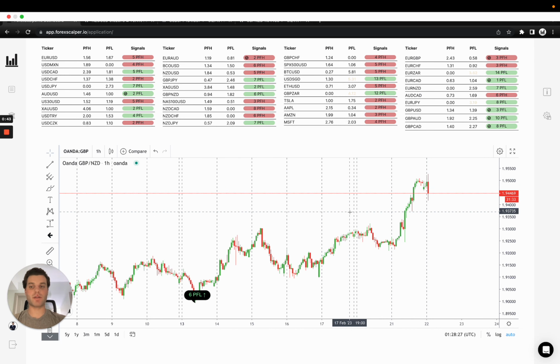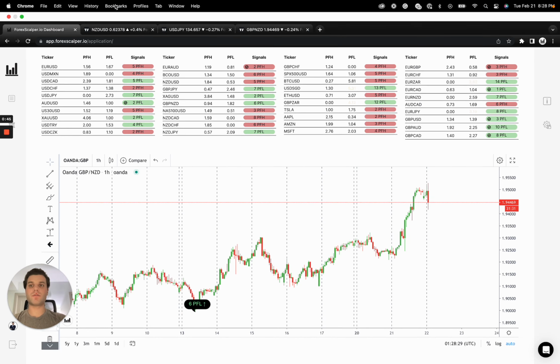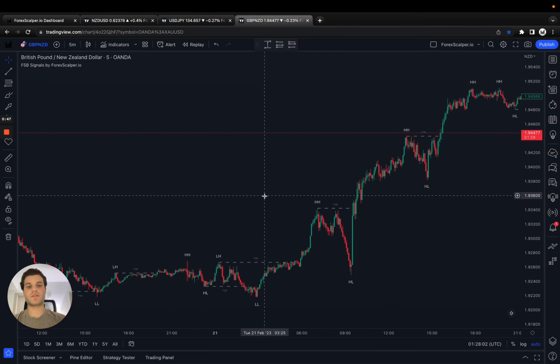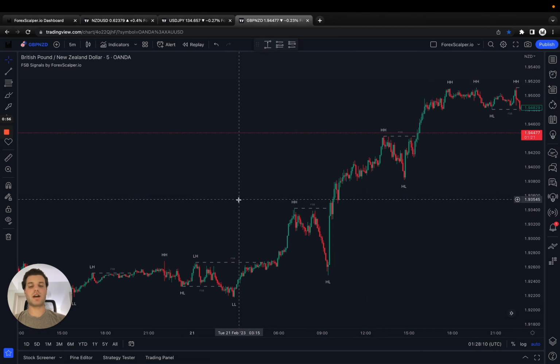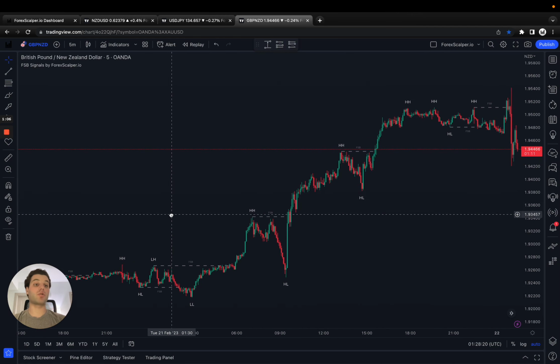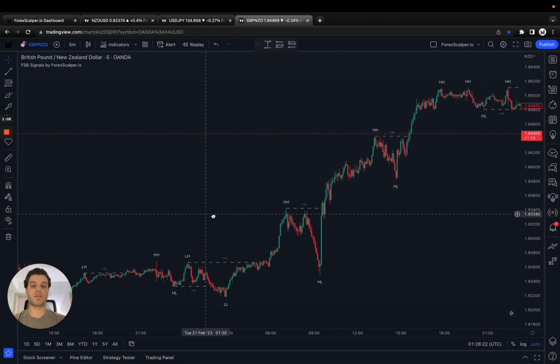But I want to dive into TradingView here and give you a few tips and pointers, and I think this is going to clear up a lot of confusion that some of you guys have regarding which FSB signals, which FSB breakouts, do I take. So let me give you a quick tip here. It's going to save you a lot in the long run.